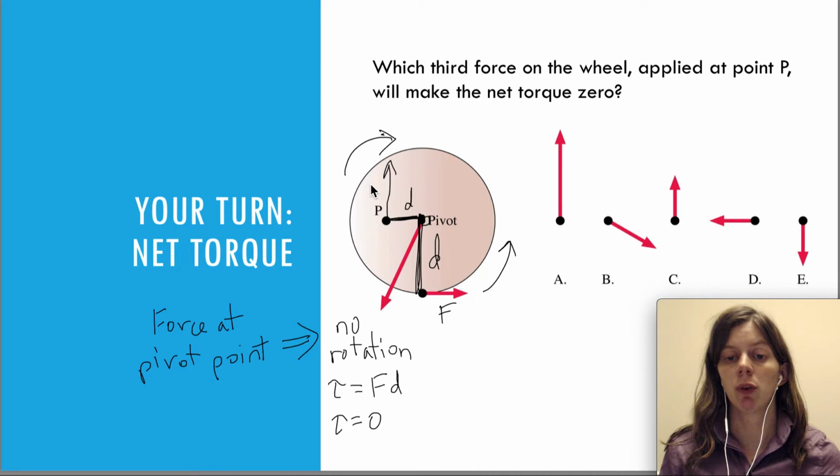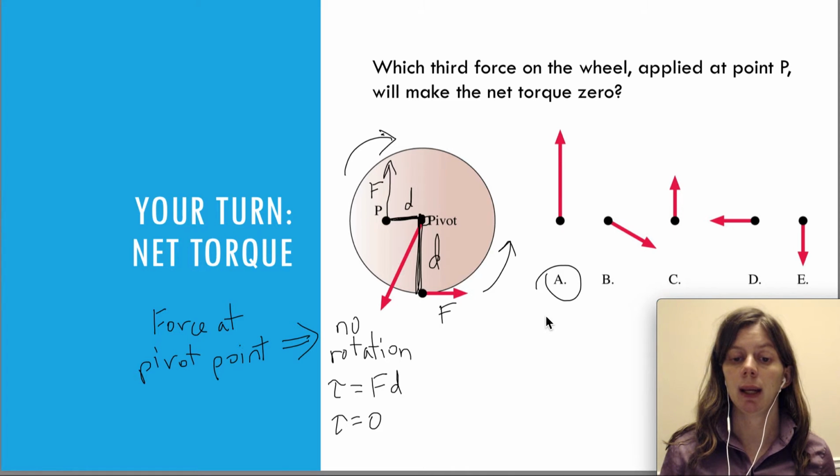So you see how this force is going to have to be bigger than the horizontal force, because the distance here is shorter and torque is F times D. So if you have a shorter distance than over here, you're going to have a greater force than over here. So the best answer here is A.